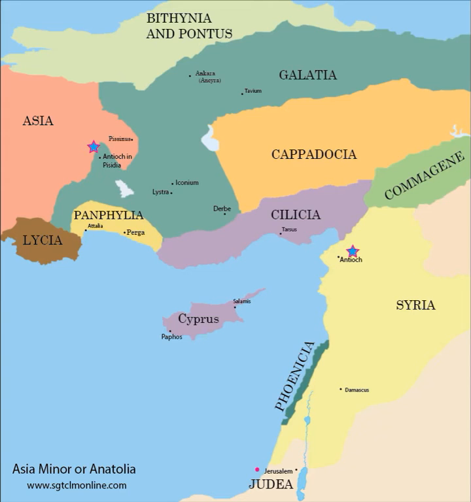Now, on Paul's third missionary journey, after his second missionary journey, he again made his way back to Antioch, which was his home base, really. And after spending some time there, it says Paul set out from there and traveled from place to place throughout the region of Galatia and Phrygia. So, once again, we see that Paul is traveling around the region of Galatia.